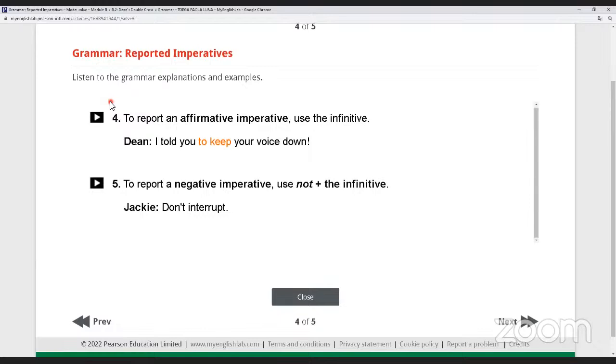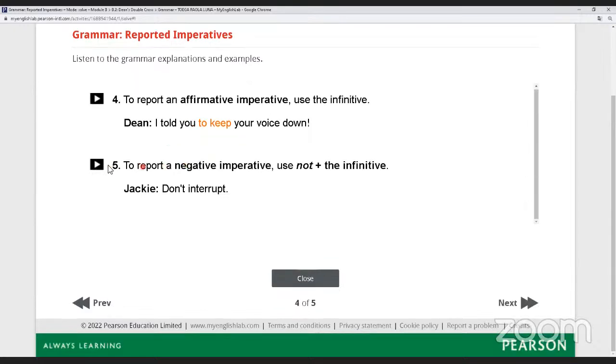Dean said to keep your voice down, right? So all of these reported imperatives are with the infinitive, right? We use the infinitive with all of them. There is no exception. So let's continue with point number 5, where we're going to find the negative imperative.